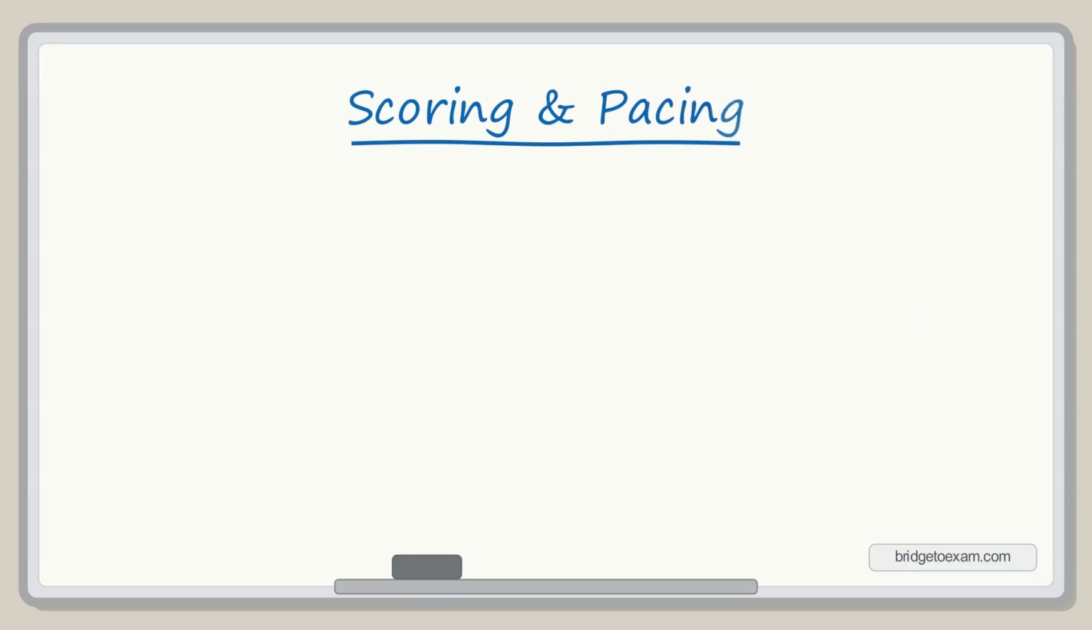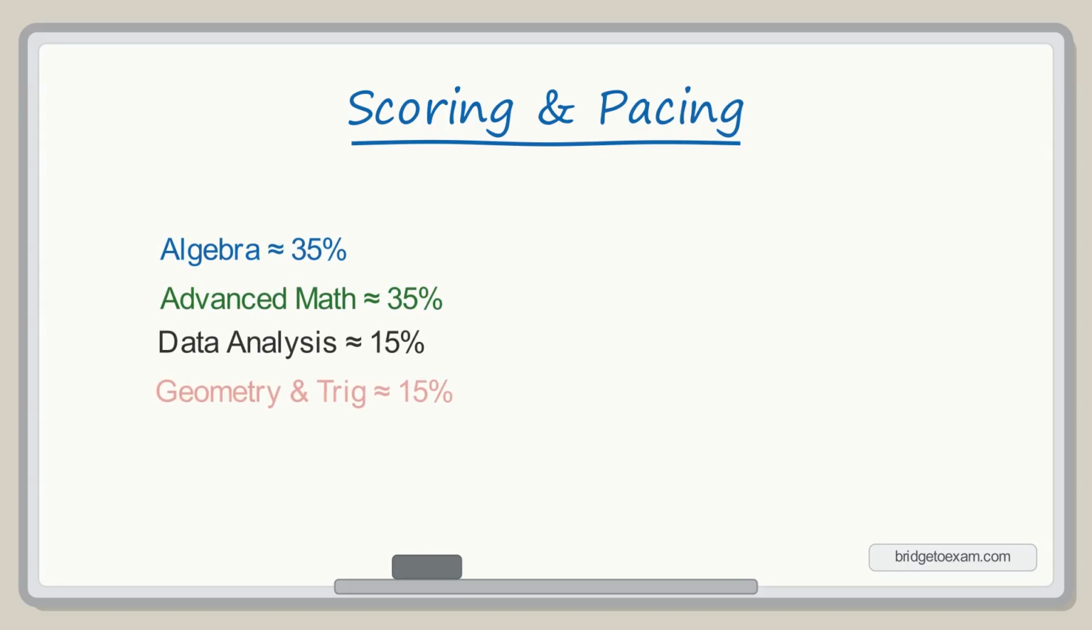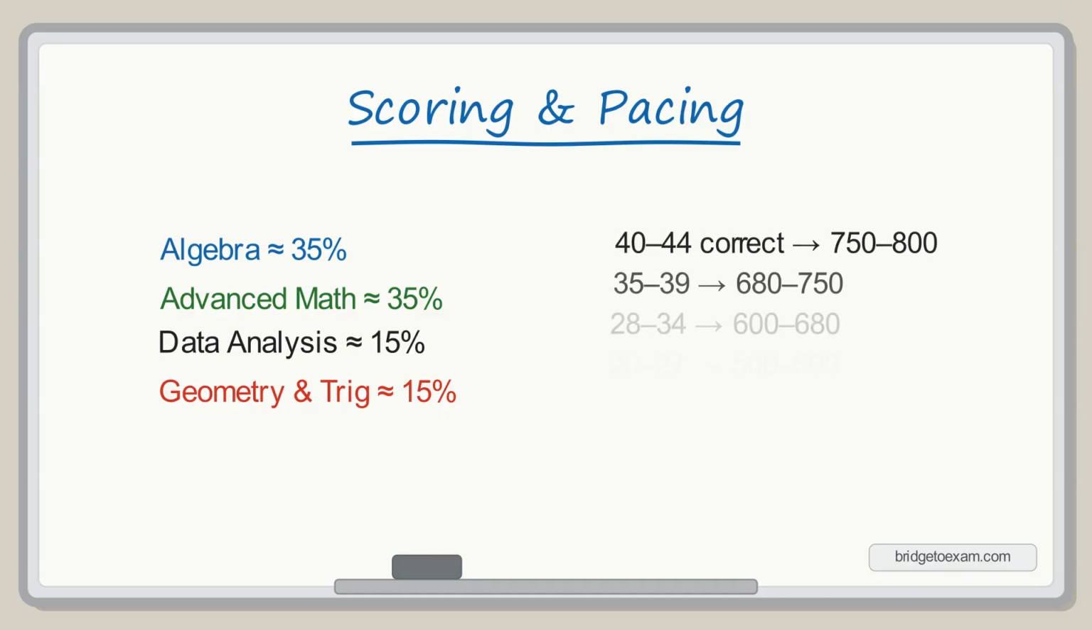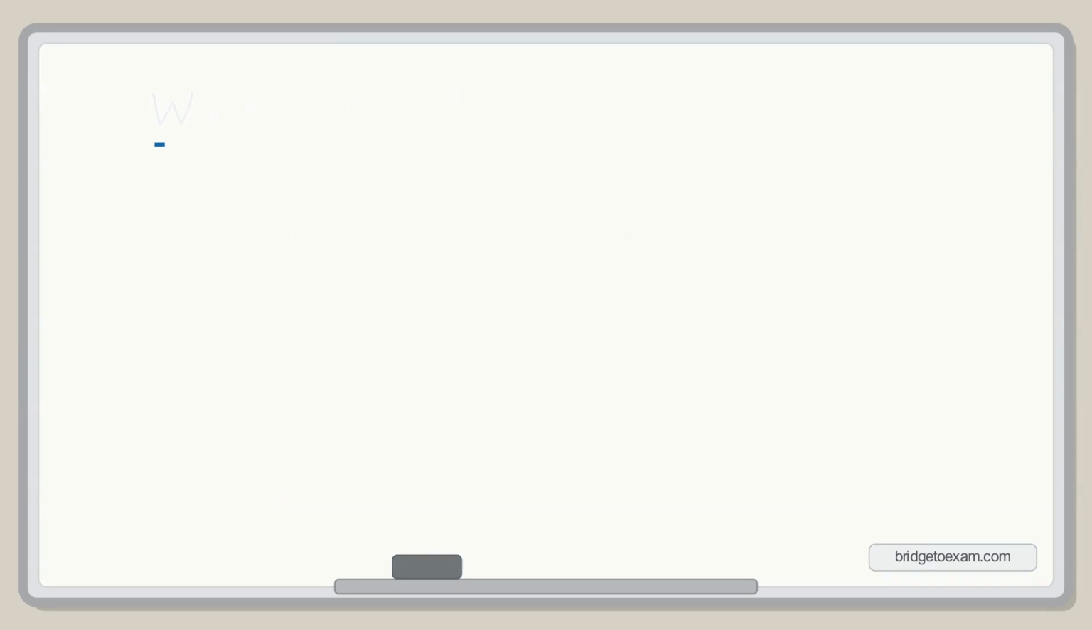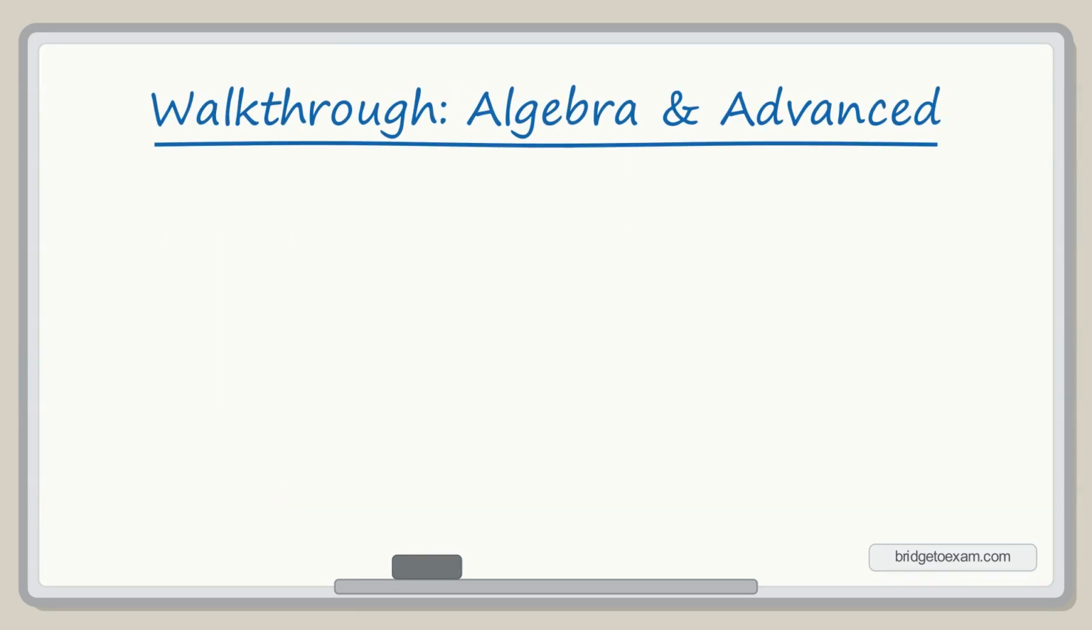Your score comes from all 4 domains, but algebra and advanced math together are about 70%, so they carry the most weight. Here's a rough scoring guide. 40 or more correct lands you near the top, and the curve is forgiving in the middle. Aim for a pace of about 1 minute, 35 seconds per question. Let's walk through one problem per domain.